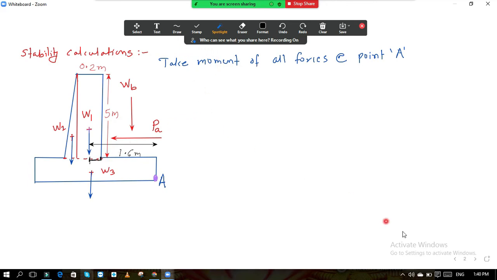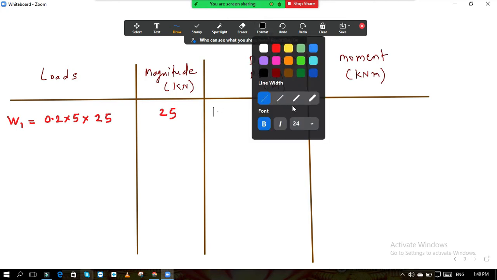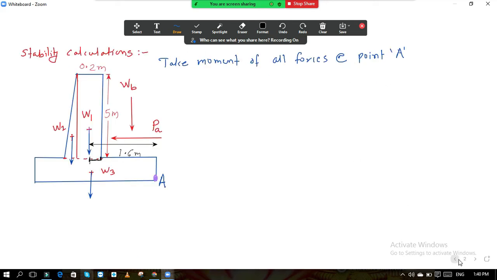Okay, so I will write, so it is 1.6 plus 0.2 by 2, so it will be 1.7, and the multiplication of these two is 42.5 kilonewton meter. What is the direction? It will move in anti-clockwise direction.